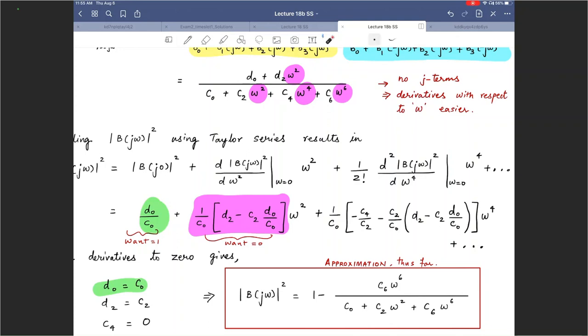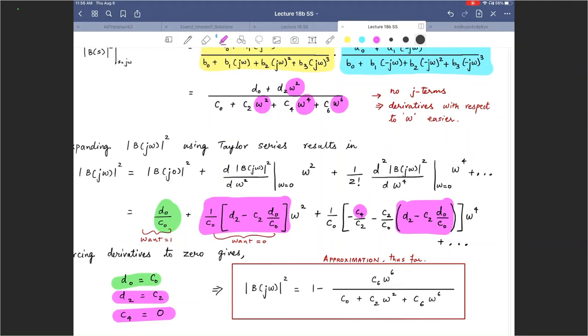So if I'm able to use d0 divided by c0 as 1, and that has to go to 0, that means that d2 should equal c2. So that will give me that. And similarly, if I apply that to the next term, I get c4 to be equal to 0, because this is already 0. So the other term will go to 0 if c4 goes to 0.